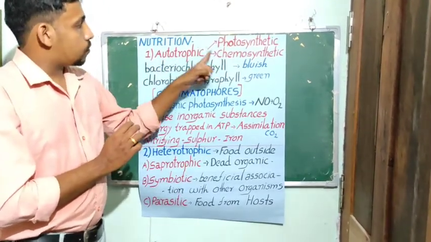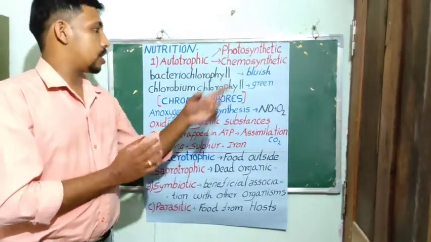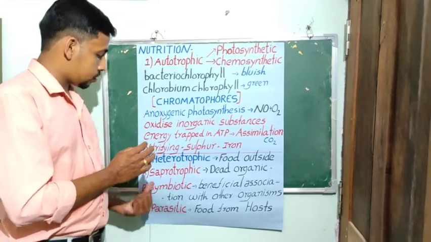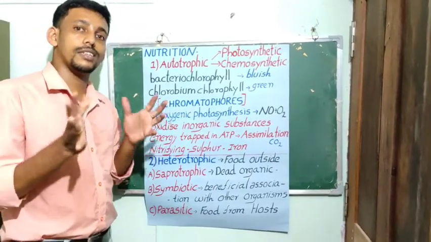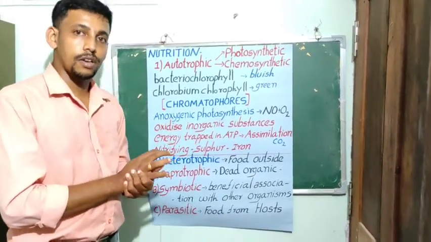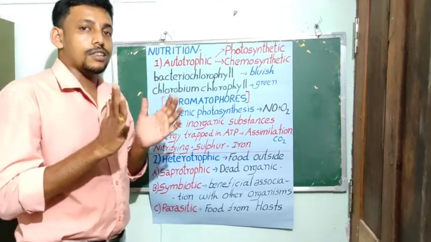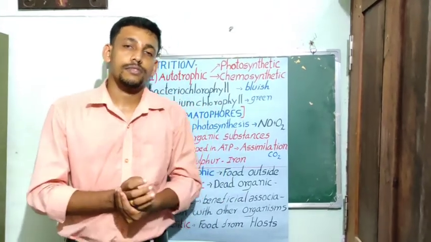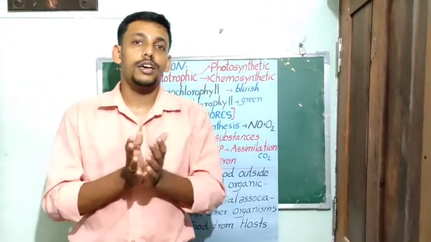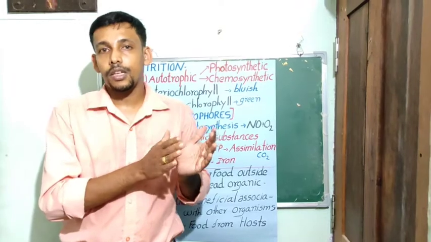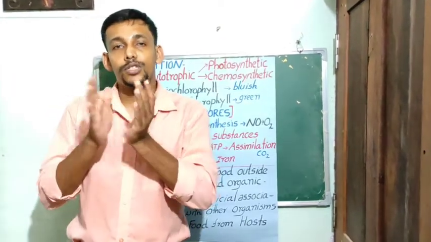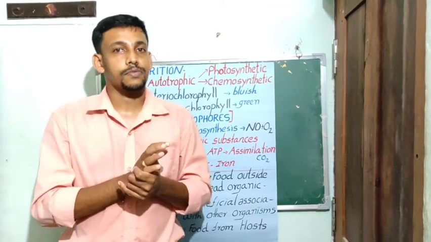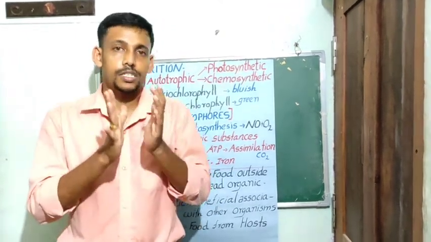So depending upon the nutrition, there are two types of bacteria, autotrophic and heterotrophic. In the autotrophic, there are photosynthetic bacteria and chemosynthetic bacteria. Then heterotrophic, there is what? Saprotrophic, symbiotic, and parasitic types of bacteria. So here we have just learned the classification of bacteria based on their shape, their mode of respiration, and their mode of nutrition. So we have just completed this.